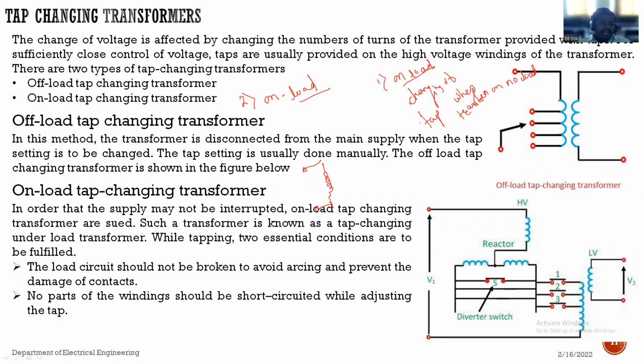See, on-load tap changing and off-load tap changing. That means there are two types of tap changing. We are changing a tap when the transformer is on no load.